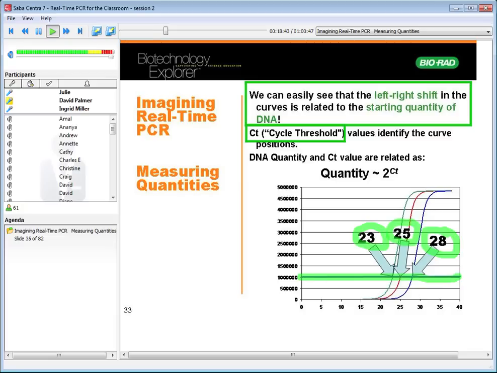With those CT values, those can tell us the quantity right there, because the quantity is related to 2 to the power of the CT value. Every reaction cycle is going to be a doubling. So the cycle number just tells us the quantity based on doublings.